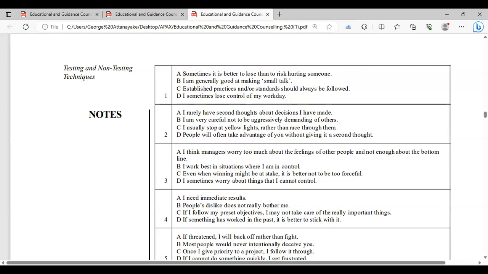B. Okay, I'm very careful not to be aggressively demanding of others. That means you are very careful about other people's thoughts and not to hurt them, and not to demand from them by using force. Okay, 3.